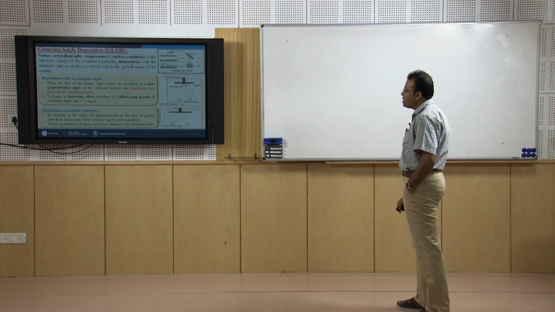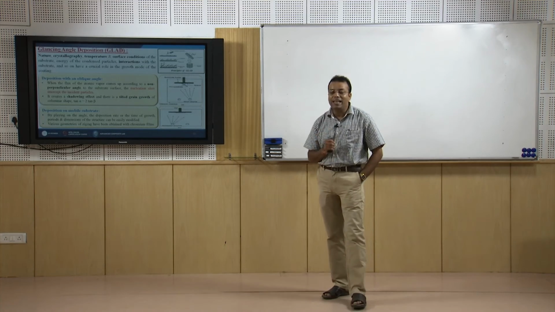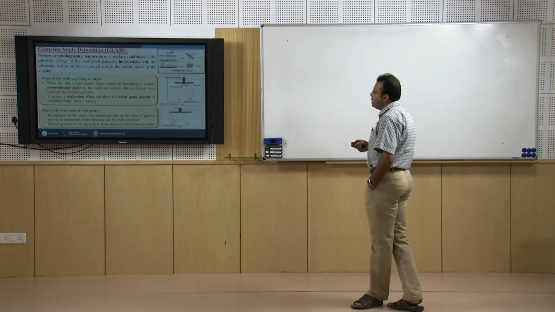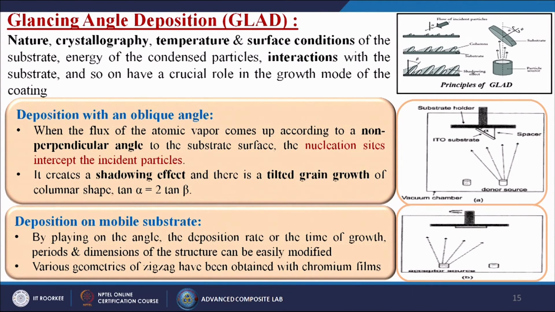Next one is called the glancing angle deposition technique, or in short form we generally call it GLAD. Generally the nature, crystallography, temperature, surface conditions of the substrate, energy of the condensed particles, interactions with the substrate and so on have a crucial role in the growth mode of the coatings.